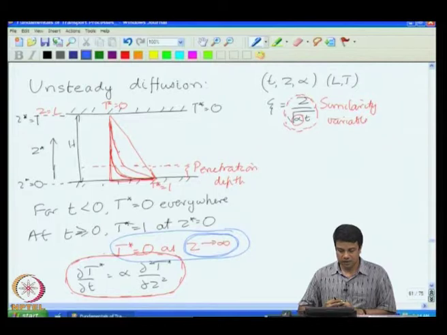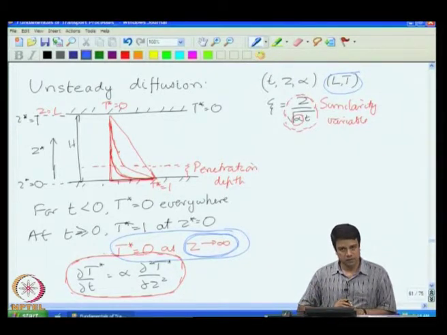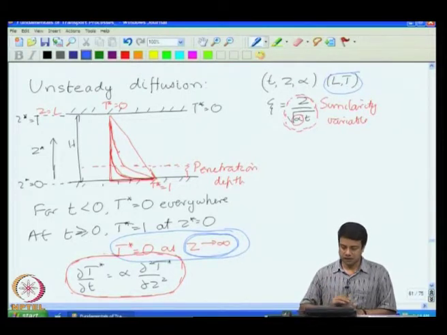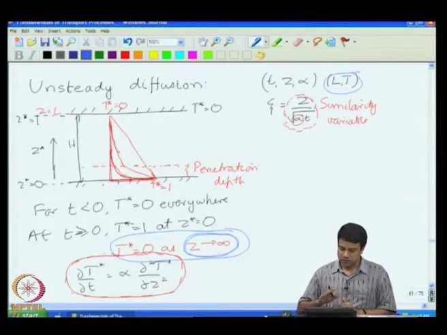I also have one other dimensional parameter, which is the diffusivity alpha. And from that I can make only one dimensionless variable, z by square root of alpha t, because z, alpha and t, 3 dimensional parameters, they contain 2 dimensions, L and t, and from that I can get only one dimensionless variable. So, that was the basic idea. And if this assumption is correct, then from this dimensionless variable I should be able to rewrite the conservation equation in terms of this variable alone, because once I have non-dimensionalized everything, the final equation that I get should not depend individually on z, t and alpha.